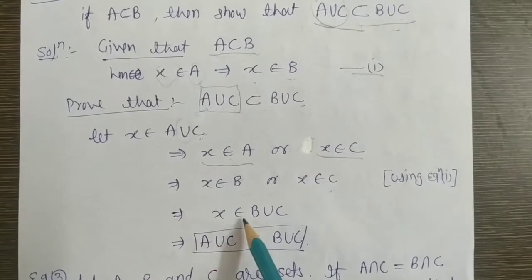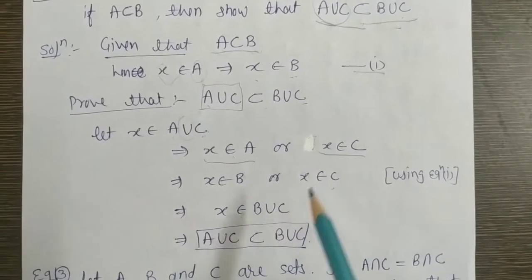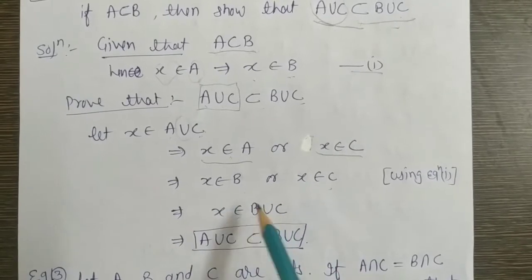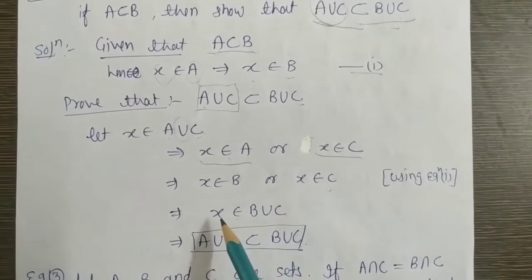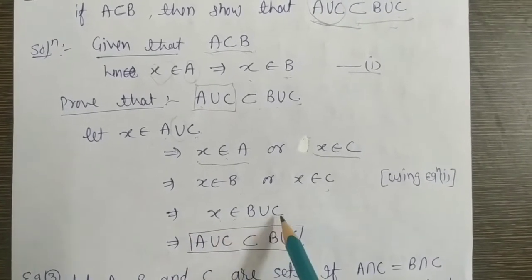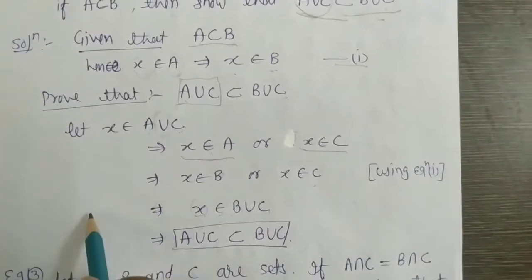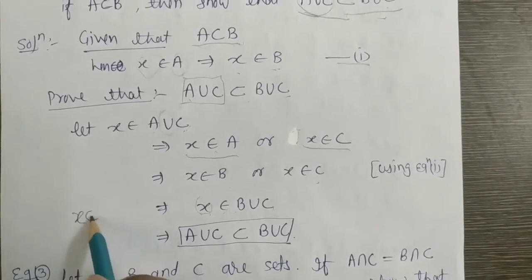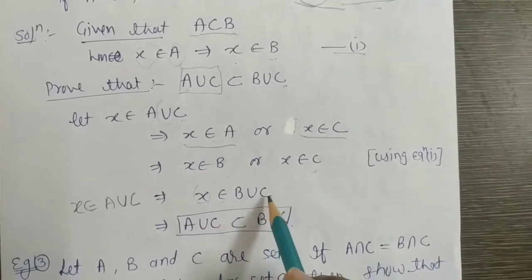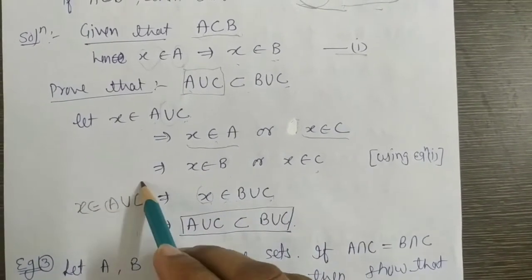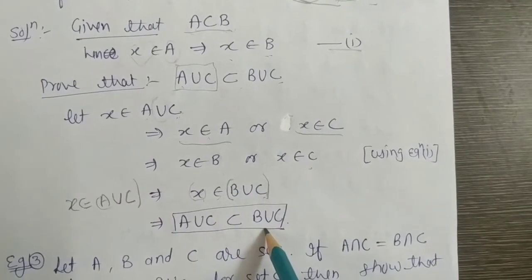So x will belong to B union C, because in the union we take all those elements which either belong to B or belong to C. Hence, x will belong to B union C. And this again we get that every element of A union C belongs to B union C. Hence, A union C is a subset of B union C.